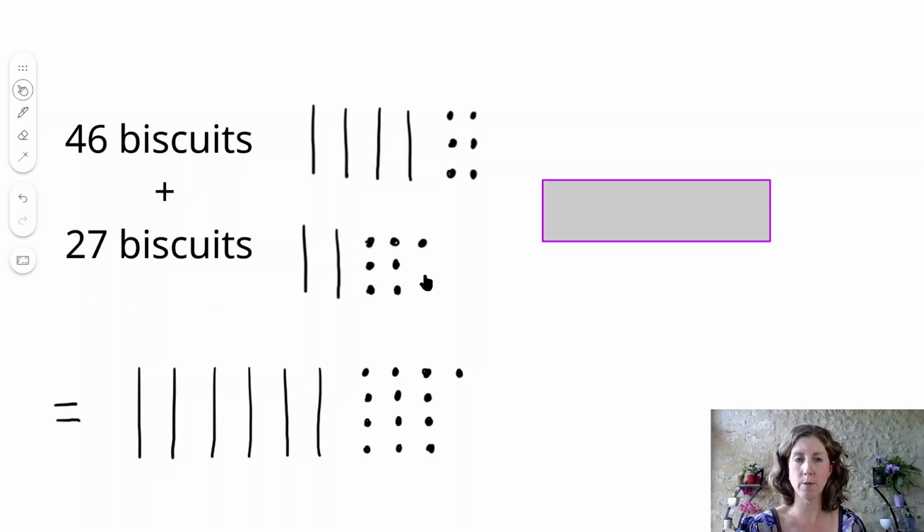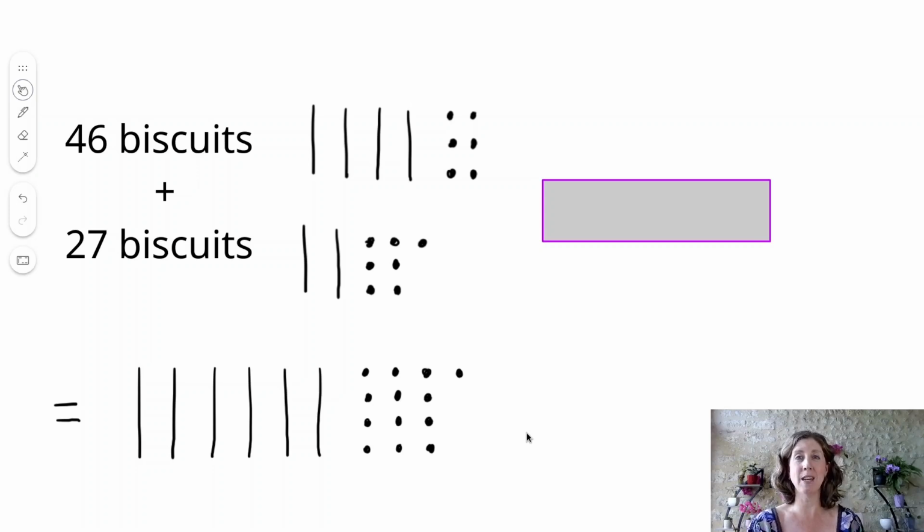So now what I'm going to do is group together the tens on one side and the ones on the other side. So I've got 1, 2, 3, 4, 5, 6 tens. And if I put together 6 ones and 7 ones, then altogether I have 13 ones. But the problem is 13 ones is too many because it's gone over 10.